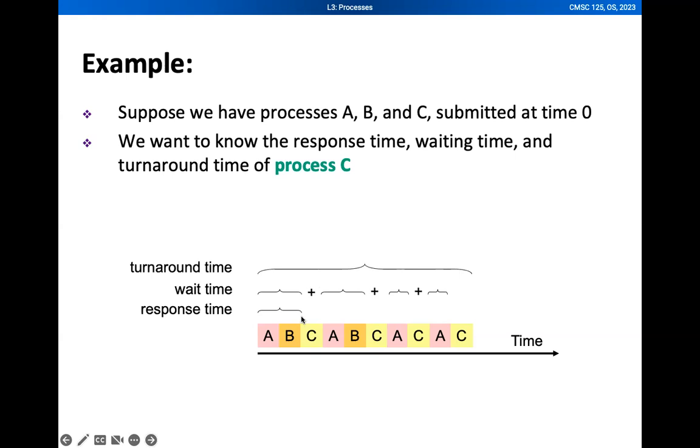And the turnaround time is the interval from the time of submission of process C to the time that it completed. We mentioned here that it was submitted at time 0, so that's why the turnaround started here. And C completed its execution at this point. So that will be the turnaround time of C.